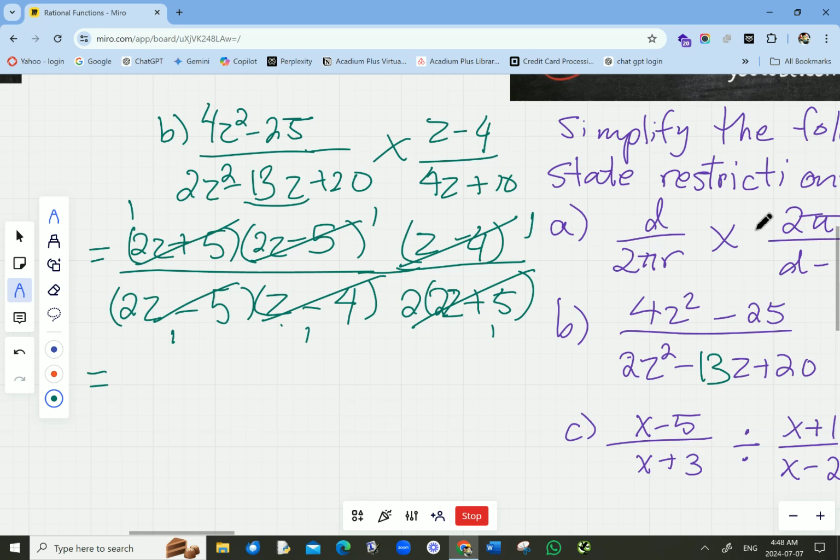So what are we left with? In the numerator, we're left with 1. So 1 times 1 times 1 is 1. In the denominator, we're left with 1 times 1 times 2, which is 2. So we're left with a half. So that's our answer for when we simplify.